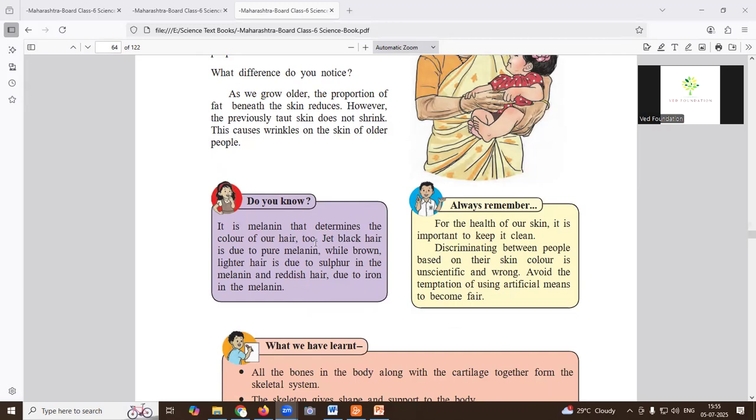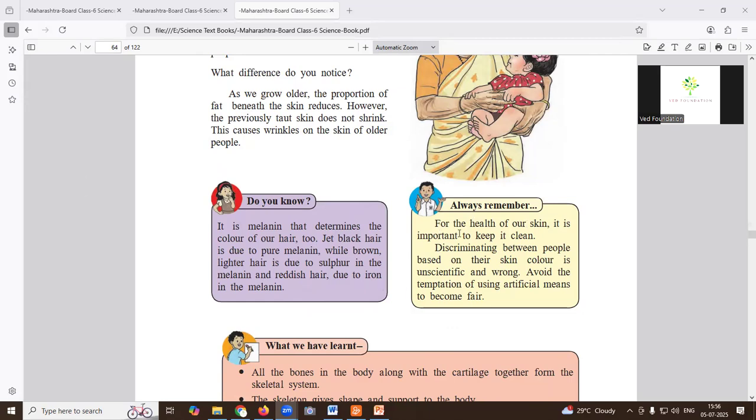अगर मेलानिन में सल्फर है तो ब्राउन लाइट हेयर होते हैं, लाइट ब्राउन कलर के हेयर होते हैं. ओके, एंड अगर प्योर मेलानिन है तो डार्क ब्लैक कलर के हेयर होते हैं. सो द कलर ऑफ हेयर आल्सो डिपेंड ऑन टाइप ऑफ मेलानिन, मींस डिपेंड ऑन मेलानिन.